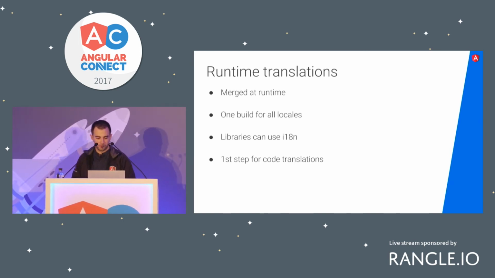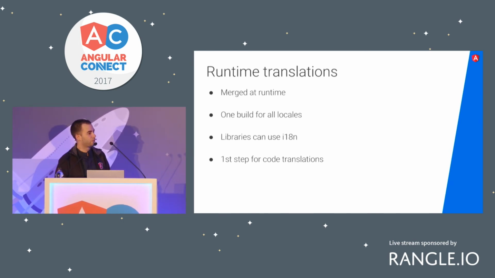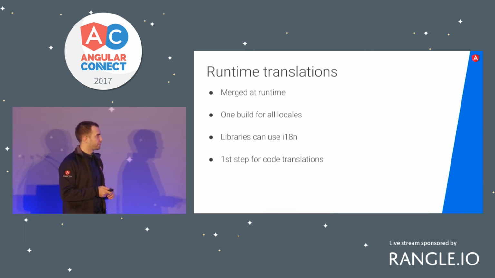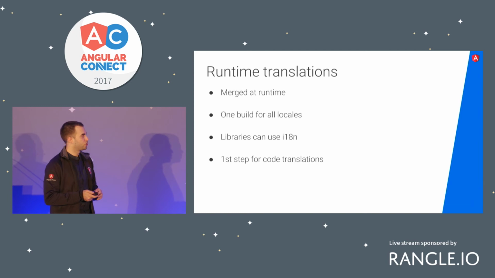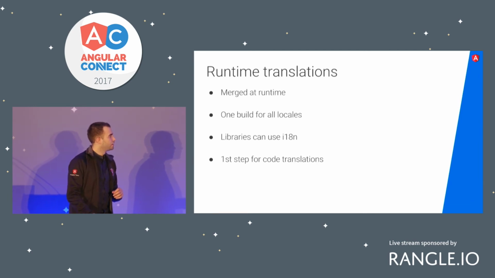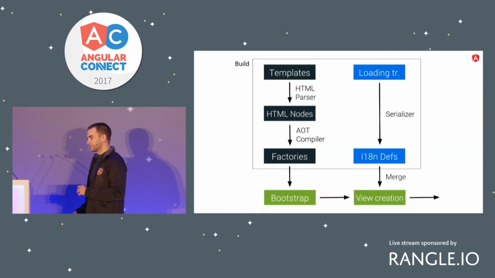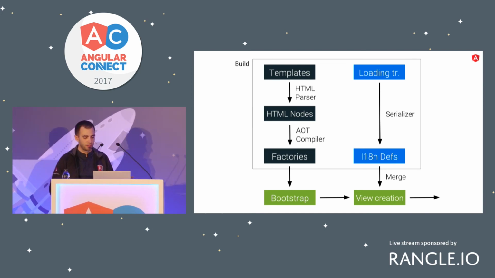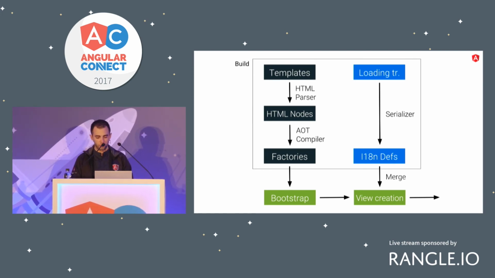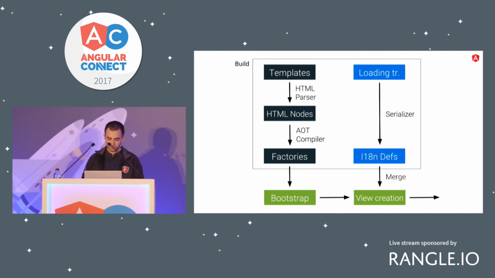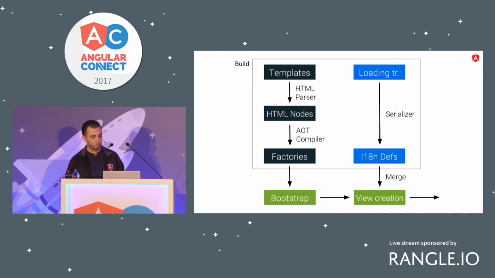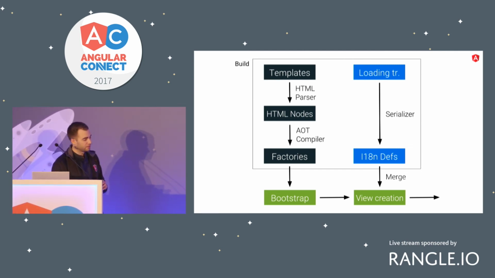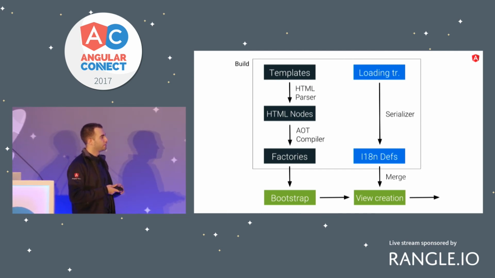This is also the first step for code translations, and a lot of people are waiting for that. So since we will be doing translation at runtime, it means that we can also translate code. So how it works is that the part on the left is the same, but the translation that we load will be transformed into i18n definitions. And when your application runs and the views are created, we will merge these i18n definitions with your views.